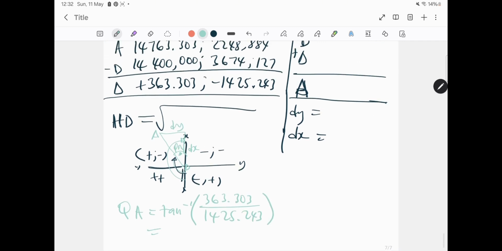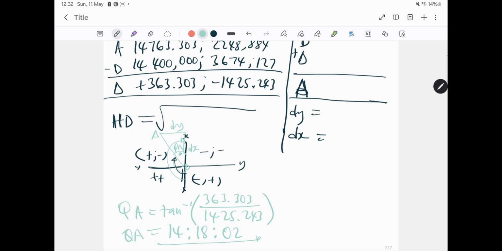So what are you getting here? 363,303 over 1425,243. You're getting a bearing of 14, 18, 02. You're not allowed to have decimals.